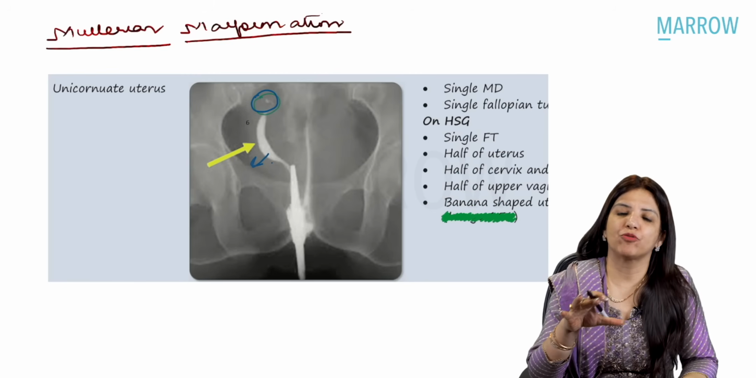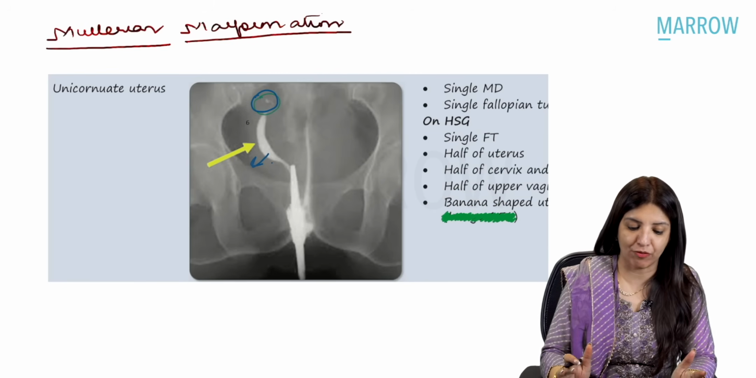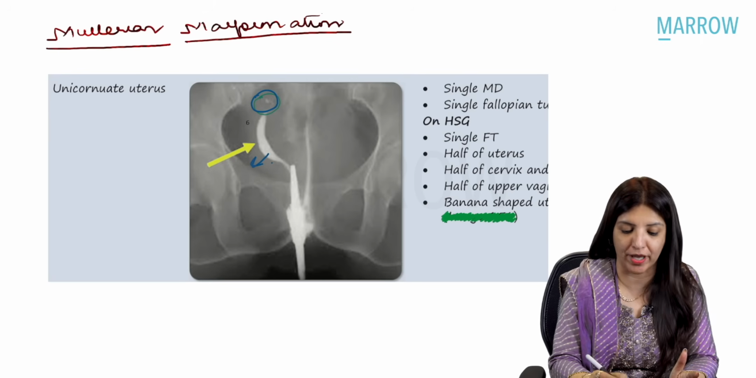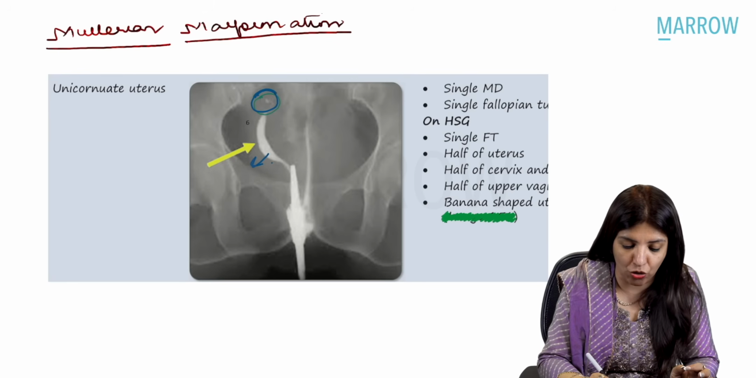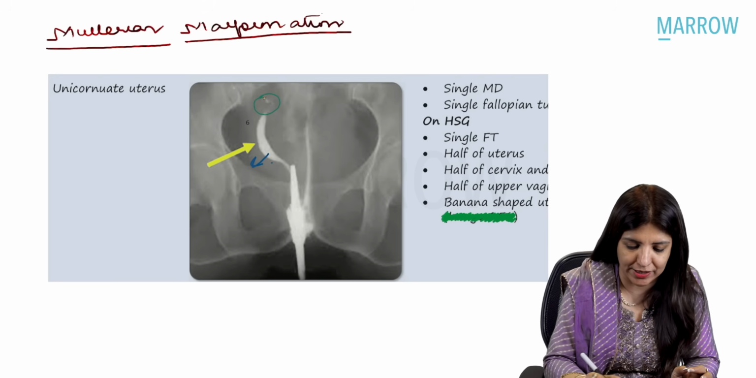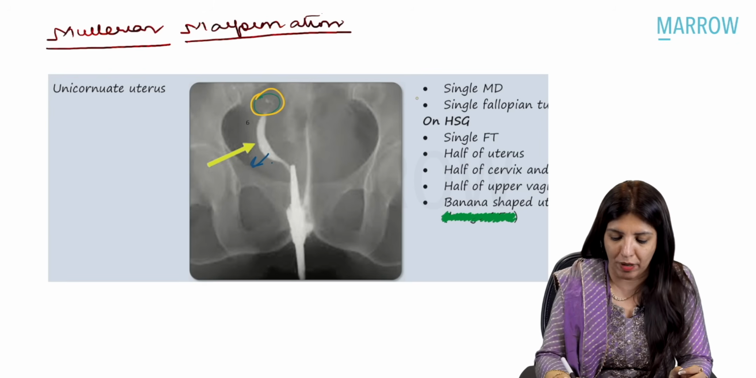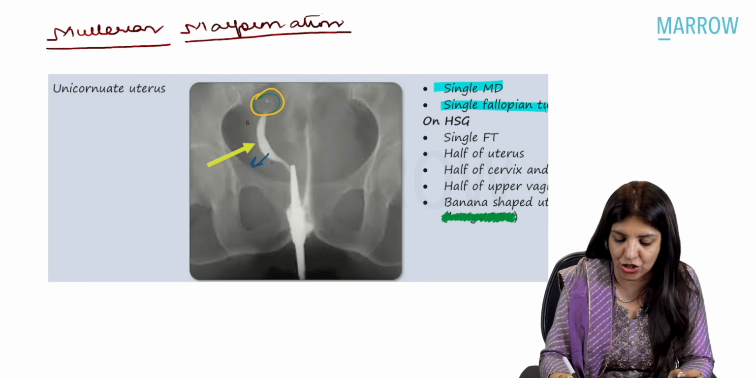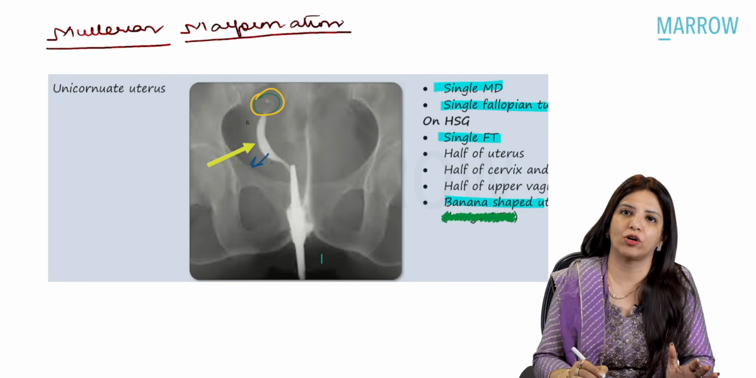Okay, bacho, now the set of images which we have to do, they are all related to Mullerian malformations. In Mullerian malformations, the first image which you should be aware of is the image of unicornuate uterus. Please understand that in unicornuate uterus, this is the only condition where you get a single fallopian tube. So, whenever you are getting a single fallopian tube and a banana-shaped uterus, it means that it is a unicornuate uterus.